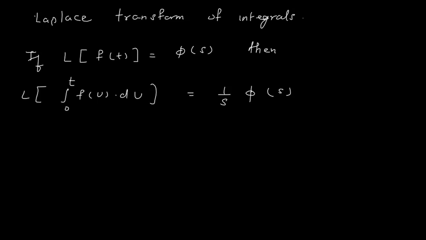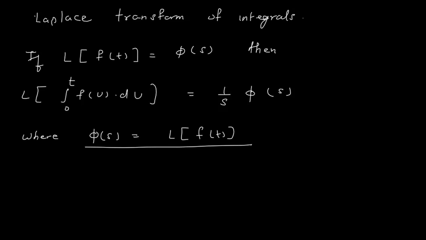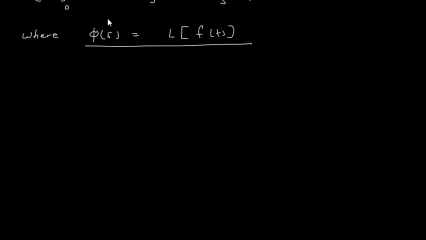When we have an integral of the type 0 to t f of u du, then its Laplace is 1 upon s into phi of s, where this phi of s is Laplace of f of t. Okay, so let us first see its derivation. We have to find Laplace of 0 to t f of u into du.